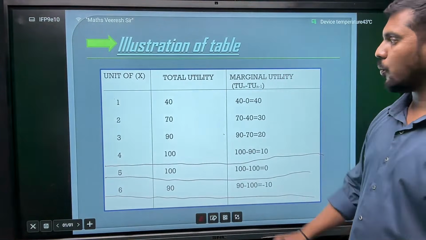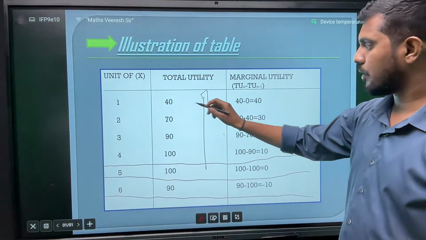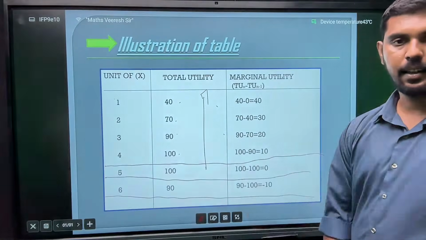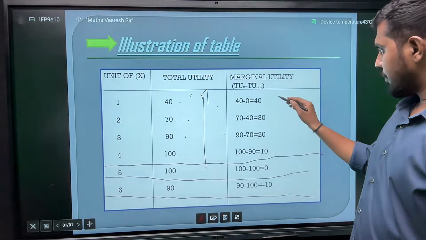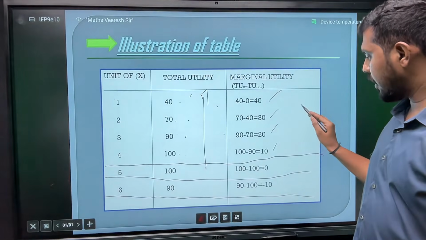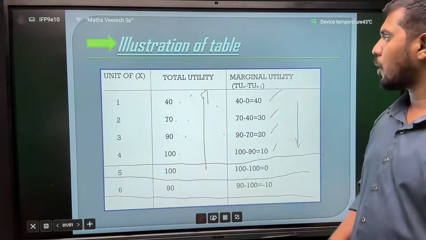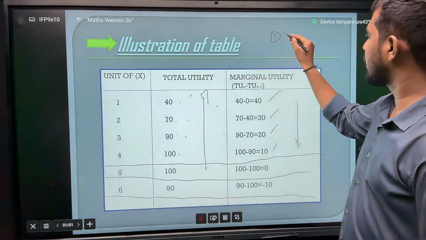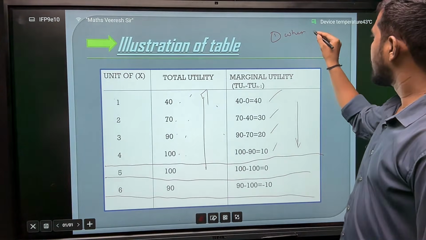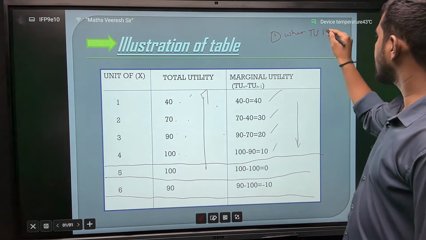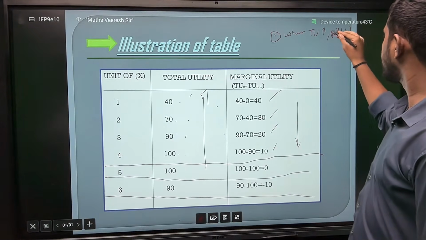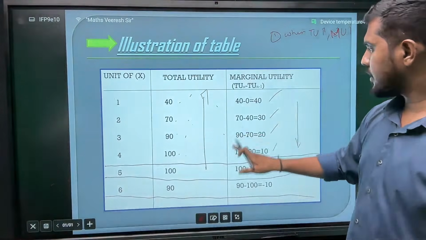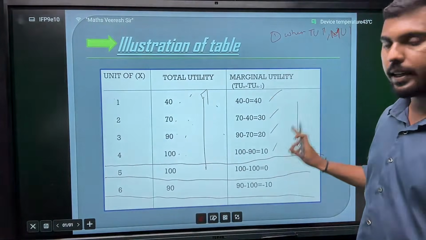See, look here. When TU increases, 40, 70, 90, 100, it is increasing, right? MU, 40, 30, 20, 10, is decreasing. So the first point you have to write is: when TU increases, MU decreases.